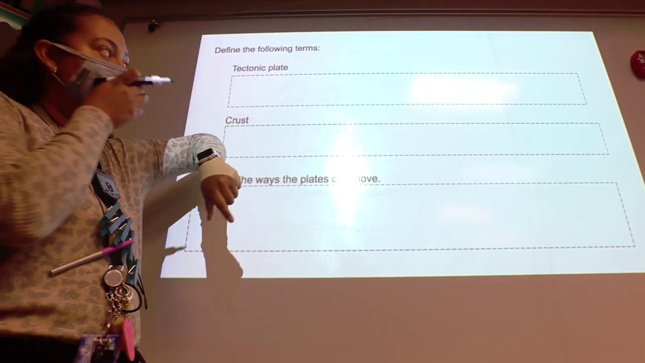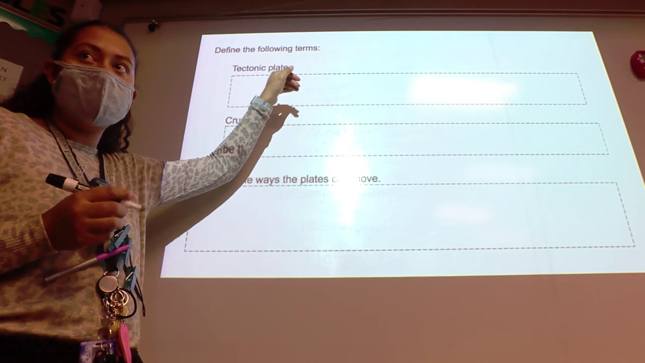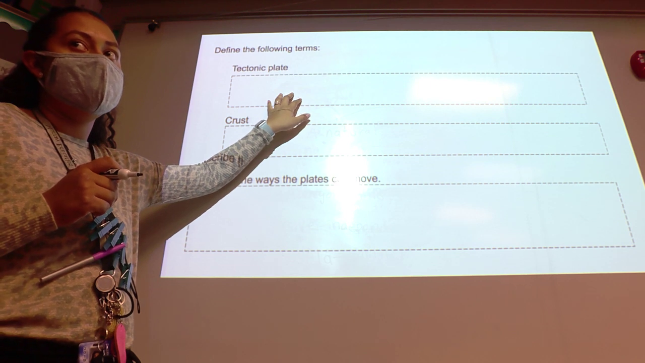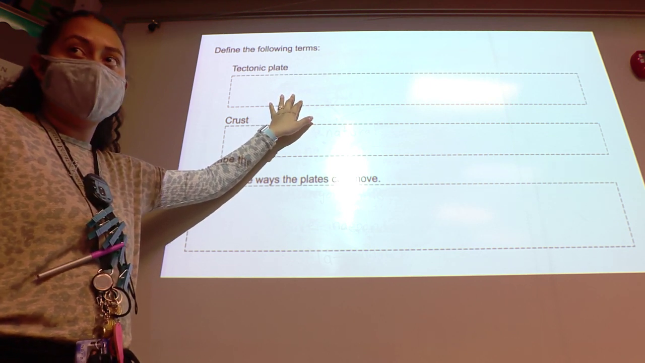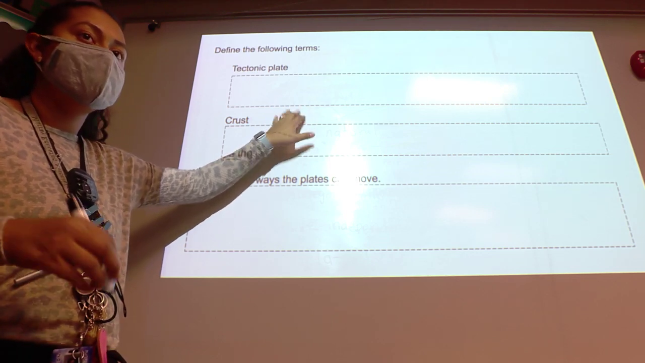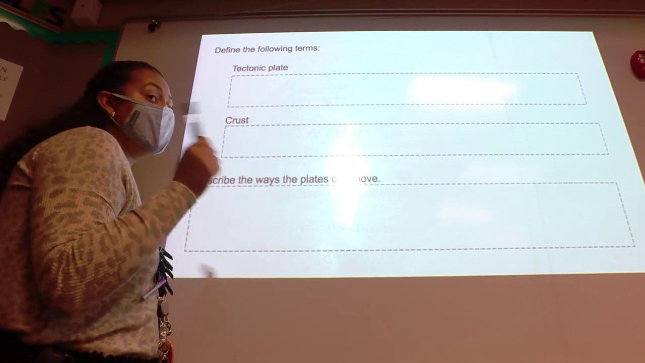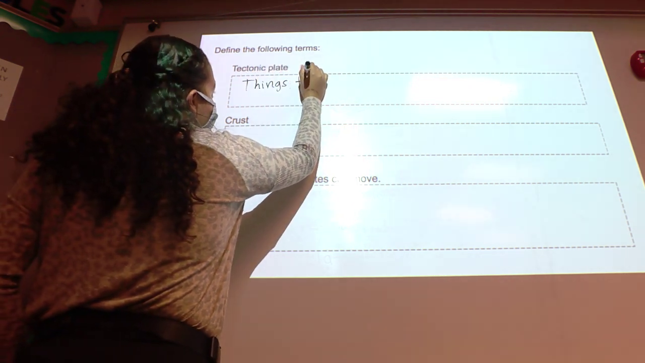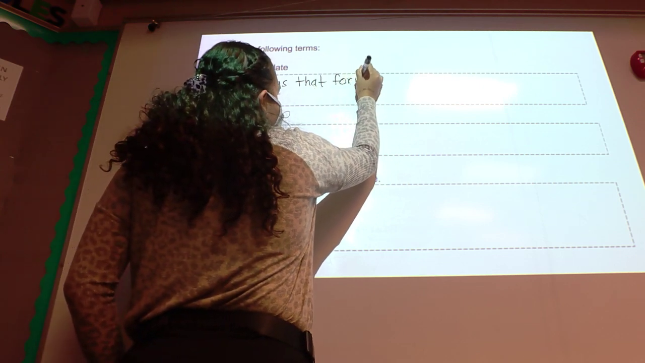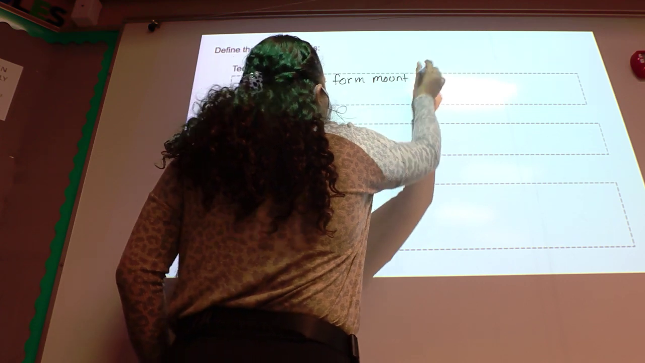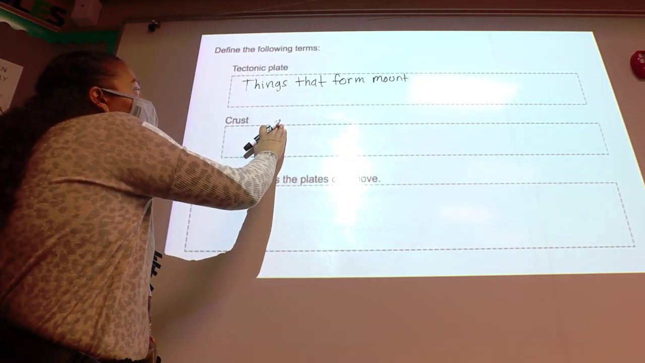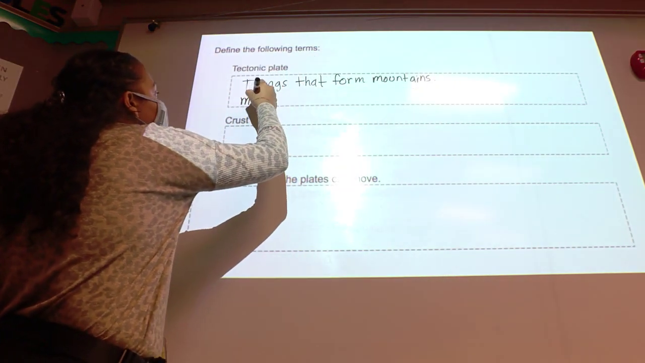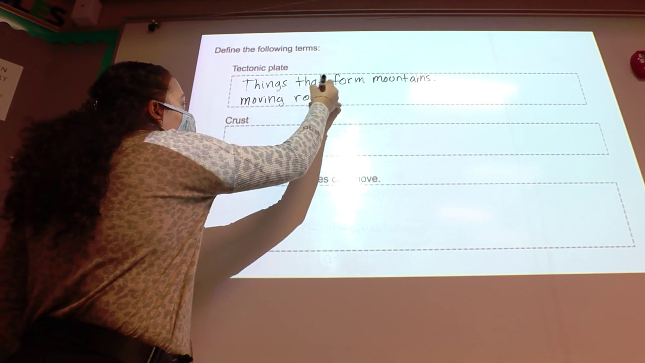Okay, so define the following terms. Tectonic plate. What do you think is the definition for tectonic plate? Dylan? Mountains, canyons. No, a definition, not examples. Those are examples. I need things that form mountains. Ariana? Rocks that move and make mountains, land, etc. Because they are technically rocks. Things that form mountains. Moving rocks.